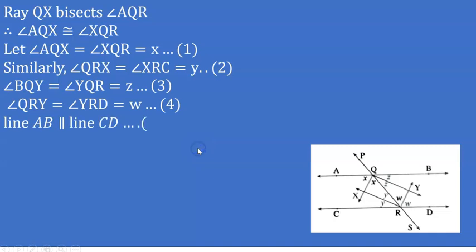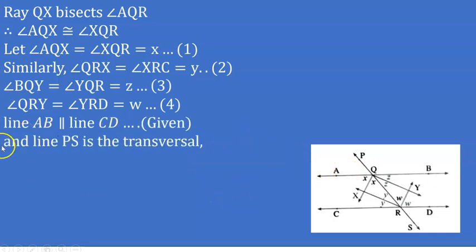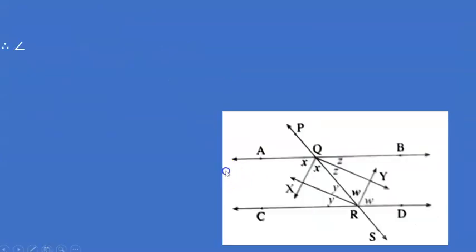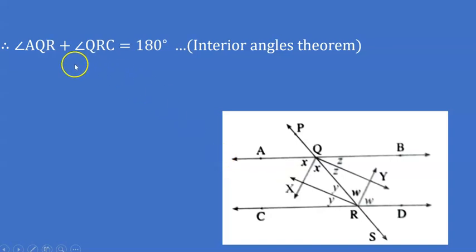Now line AB is parallel to line CD, as given. PS is the transversal. Therefore, the measure of angle AQR plus the measure of angle QRC is equal to 180. That is the interior angle.